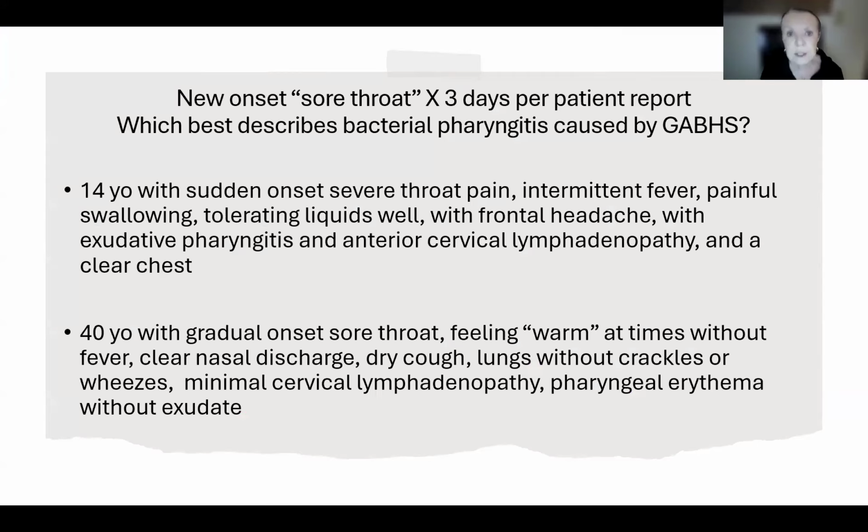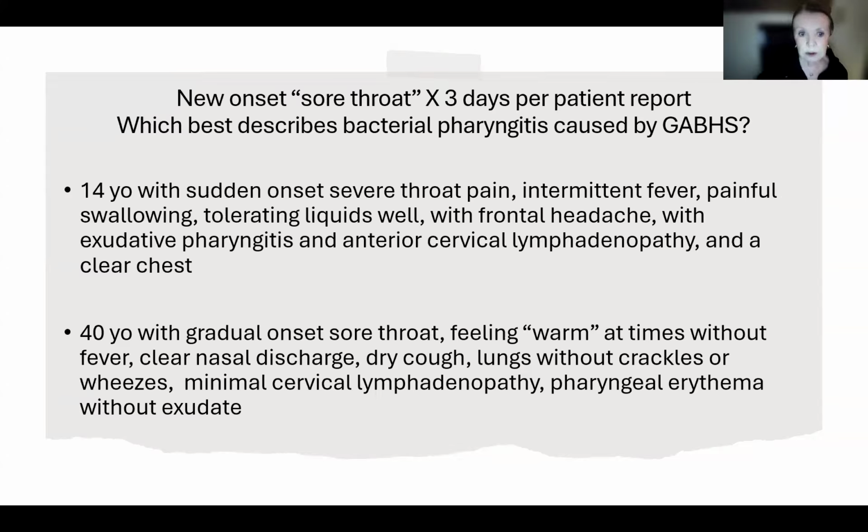So here's a quick and dirty diagnosis drill. This could be on the family or the adult Gero exam. New onset sore throat times 3 days per patient report. Which of the following describes bacterial pharyngitis caused by group A beta hemolytic strep? So a 14-year-old with a sudden onset severe sore throat, intermittent fever, painful swallowing, tolerating liquids well with frontal headache, exudative pharyngitis, and anterior cervical lymphadenopathy. Usually that lymphadenopathy is super tender too, and a clear chest.